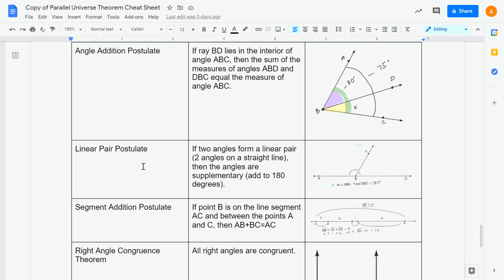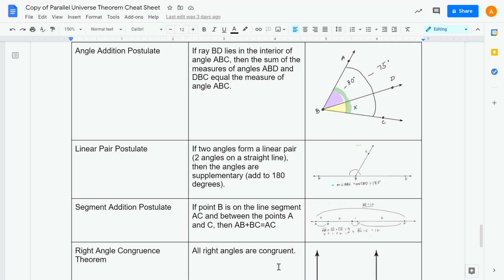The linear pair postulate shows that if we have two angles that form a linear pair, meaning they are two angles on a straight line right next to each other like this, then those angles are supplementary, meaning that they add up to 180 degrees.